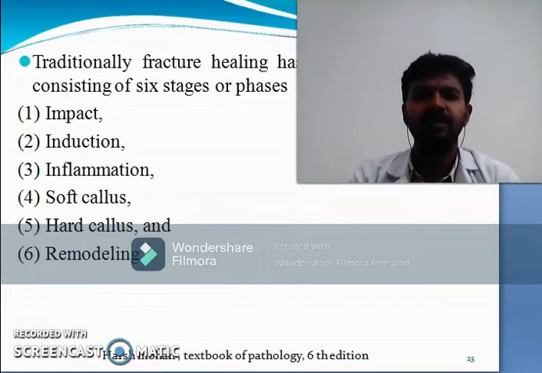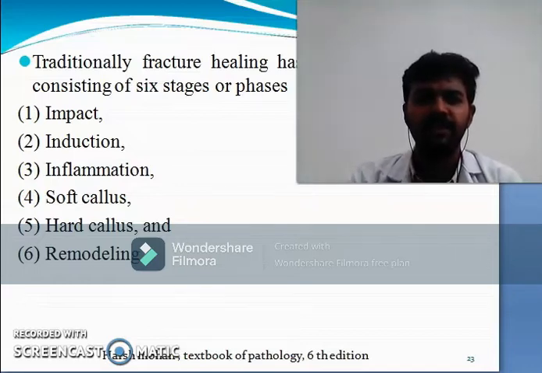Traditionally, fracture healing has been described as consisting of 6 stages or phases: impact, induction, inflammation, soft callus, hard callus, and remodeling.